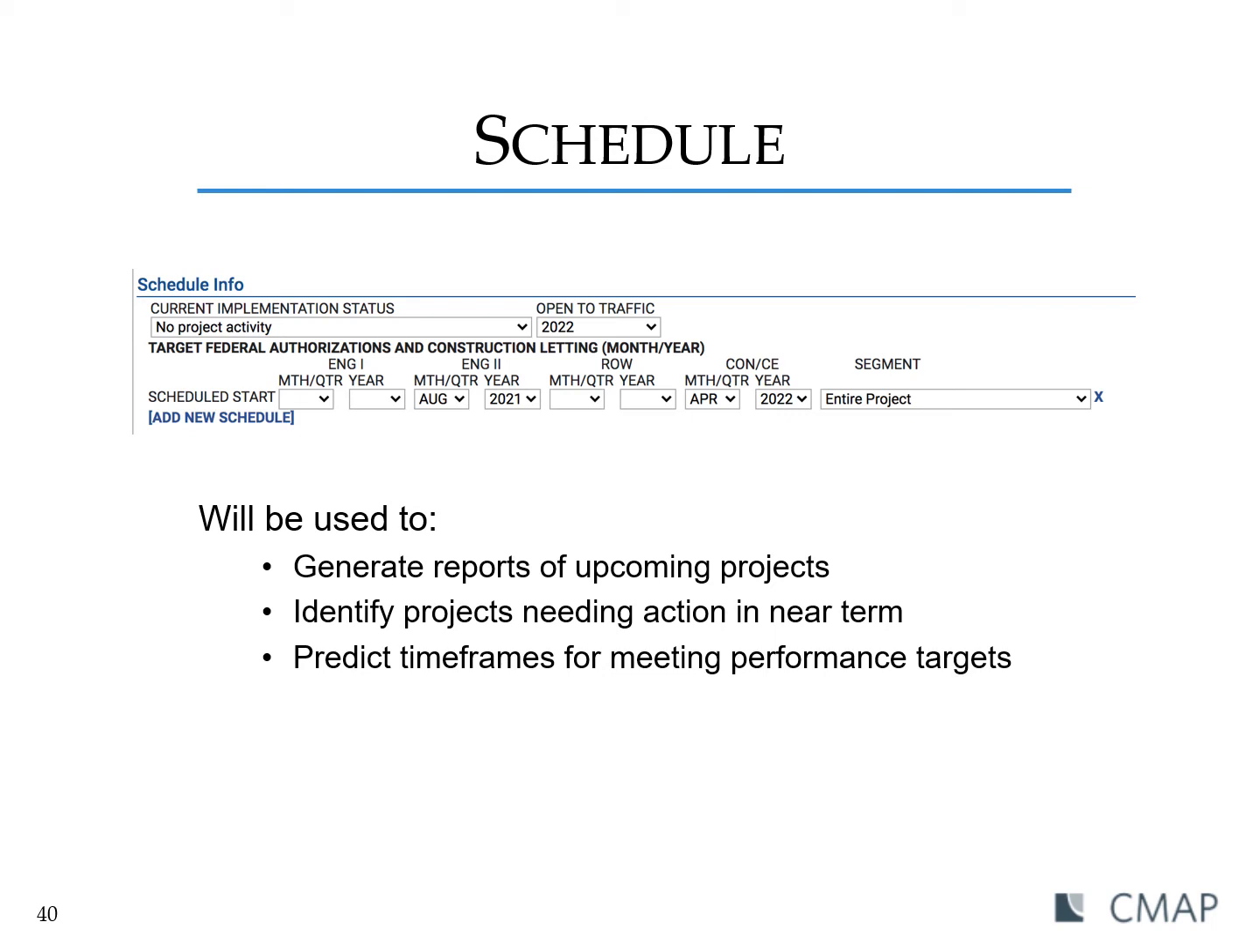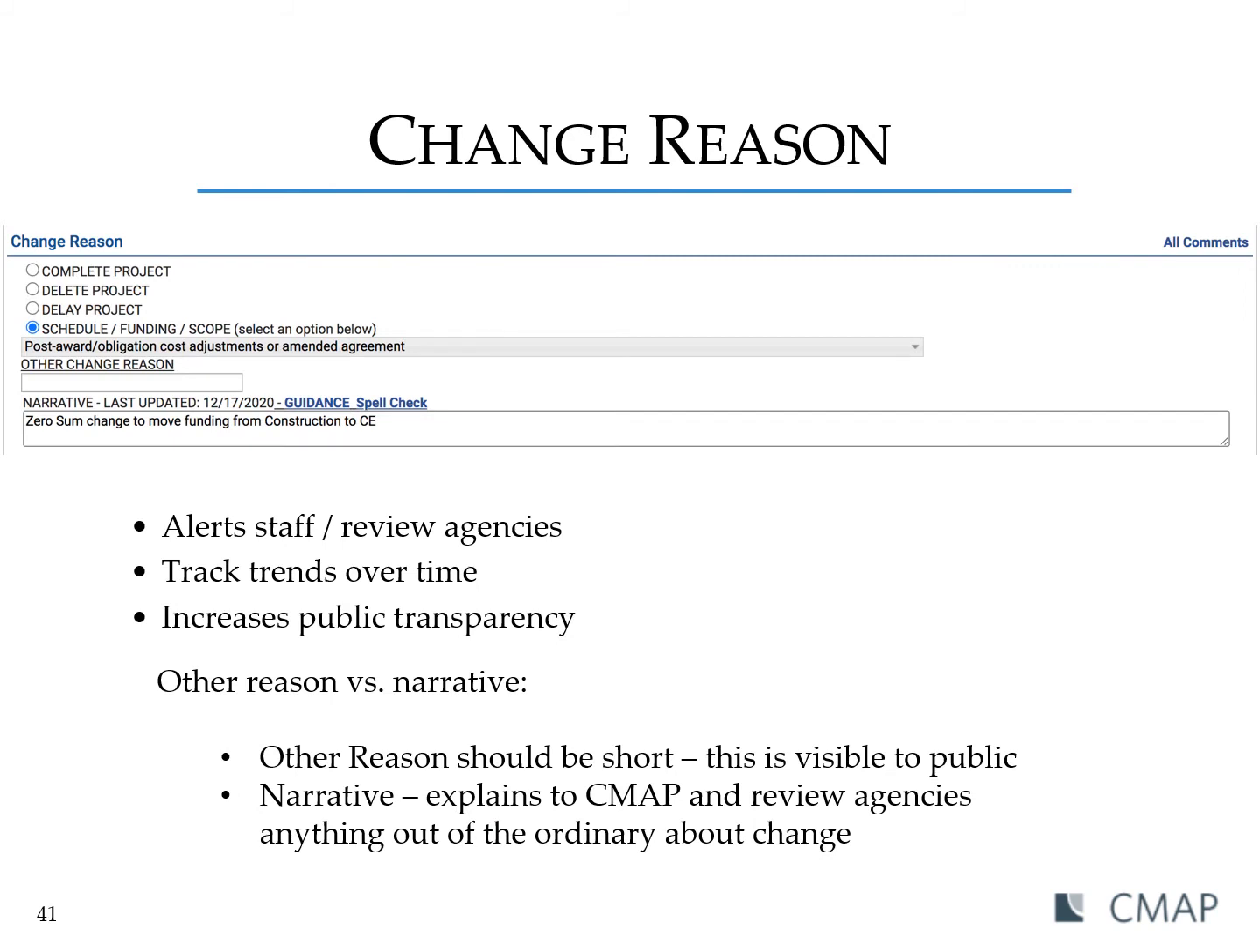And then finally, we have the change reason section. This alerts staff and review agencies to what they should be focusing on during their review. 99% of the time, the change reason will be schedule, funding, scope, and then all applicable options from the drop-down menu should be selected. There is also an other change reason and a narrative box. The other reason should just be short. This is visible to the public. And then the narrative box should be used to explain to CMAP and review agencies anything out of the ordinary about the change.